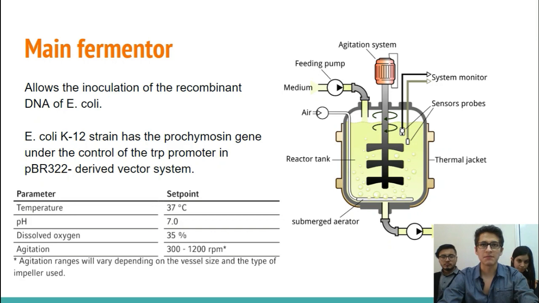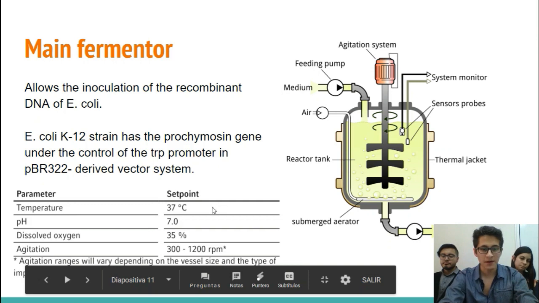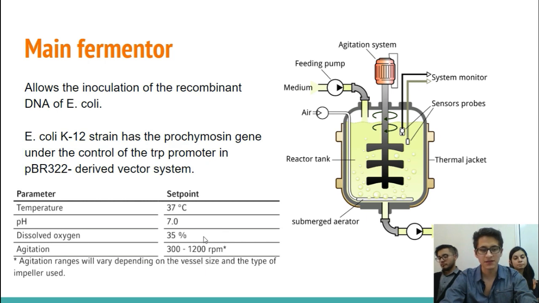Because the machine maintains the microorganisms in a controlled environment, we need to adjust some parameters like temperature at 37 degrees Celsius, a pH of 7, dissolved oxygen of 35%, and agitation at 300 to 1200 revolutions per minute. This device works continuously because it adds a substrate periodically to allow the bacteria to grow constantly.